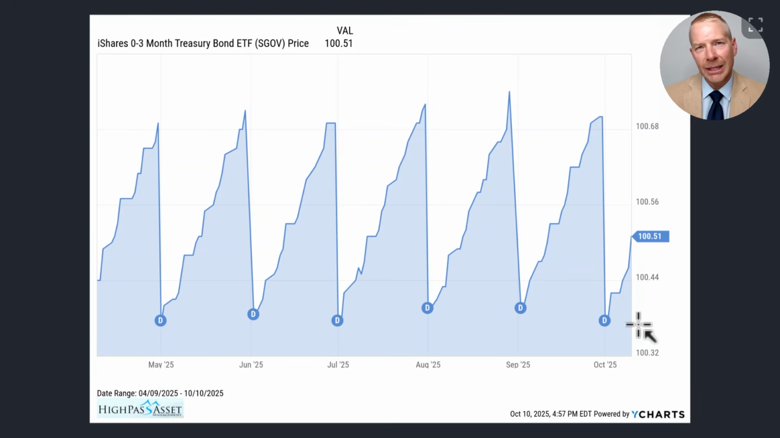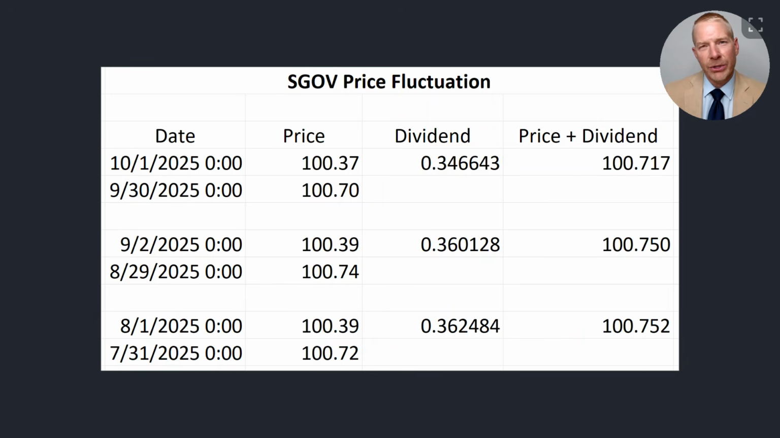Let's take a look at this on a spreadsheet. This data table will help us to understand how SGOV share price is affected by the monthly dividend declaration and what that means for you as a shareholder in SGOV. For example, July 31st, if you owned one share of SGOV, your share was worth $100.72 at the end of trading on July 31st.